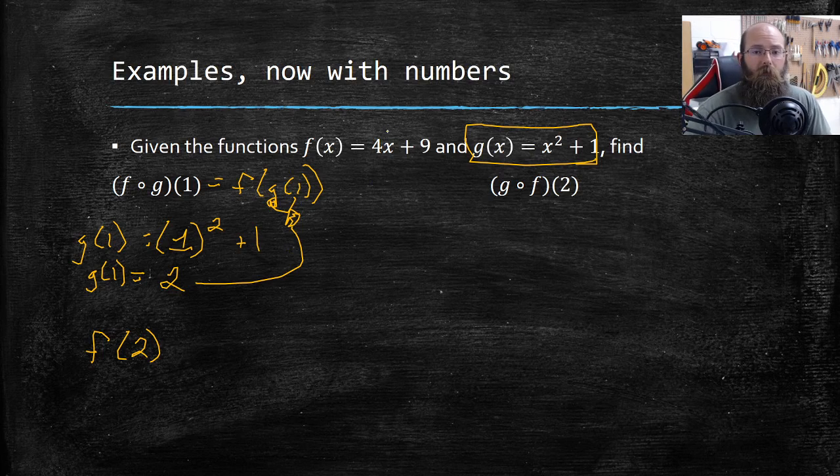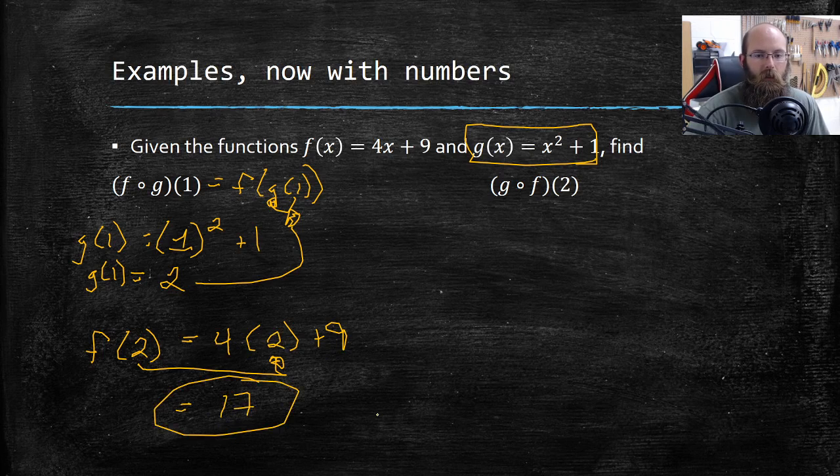What's f say to do? 4 times my number plus 9. What's my number? 2. And then 4 times 2 plus 9. 8 plus 9 is 17. Off to the right, let's do this one.